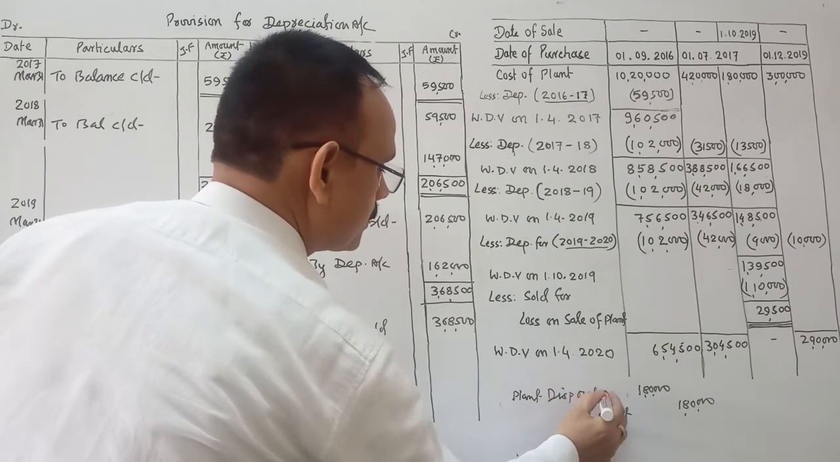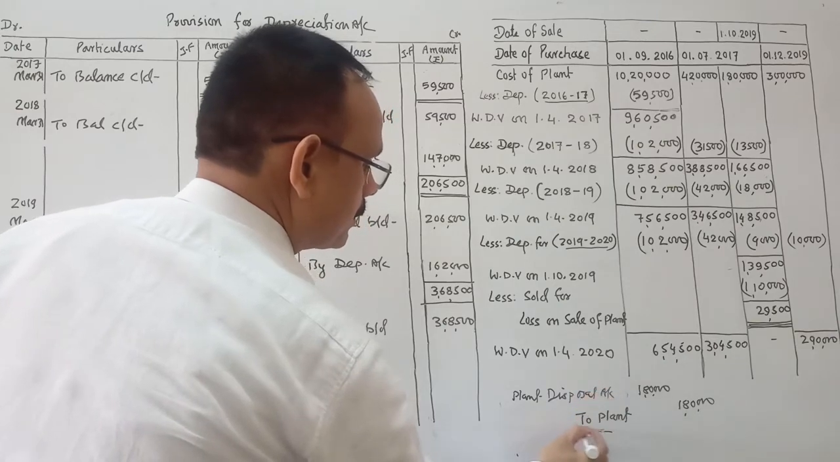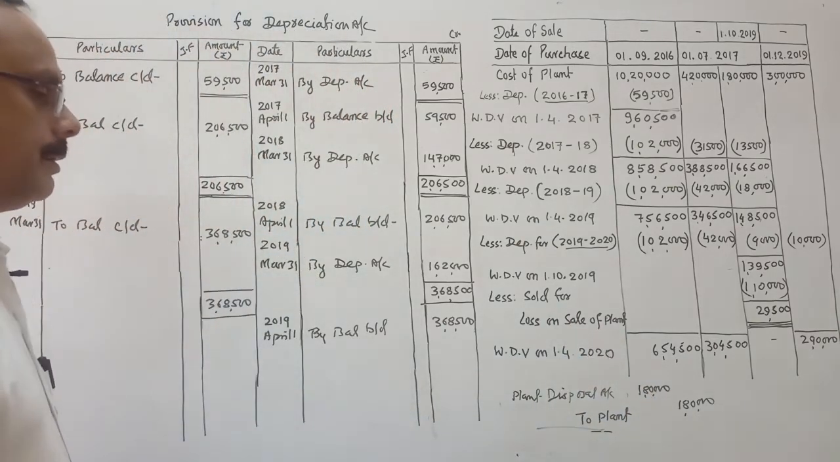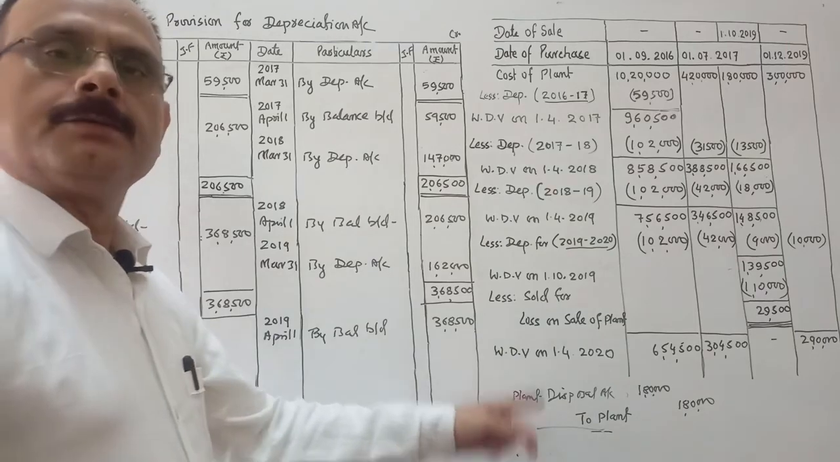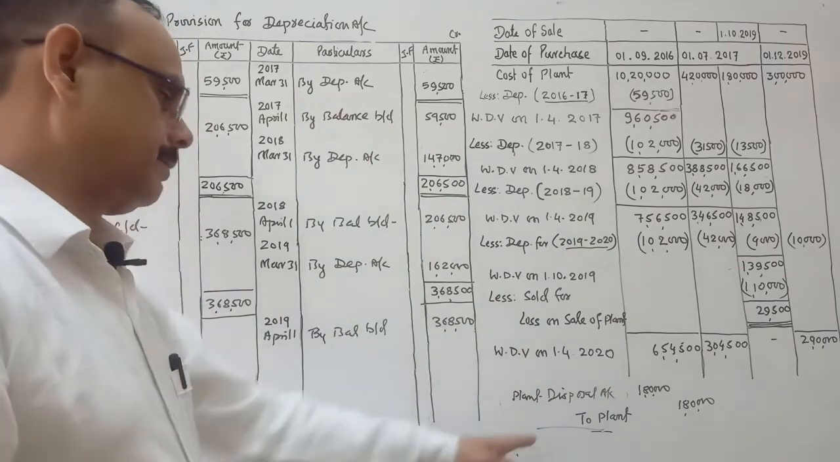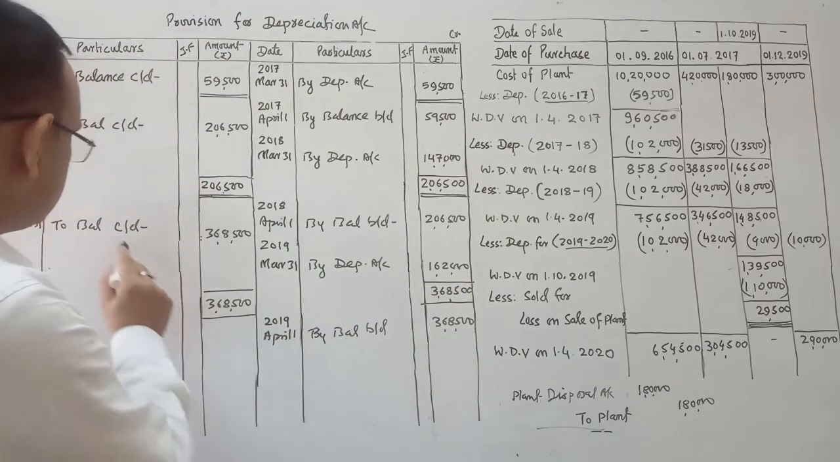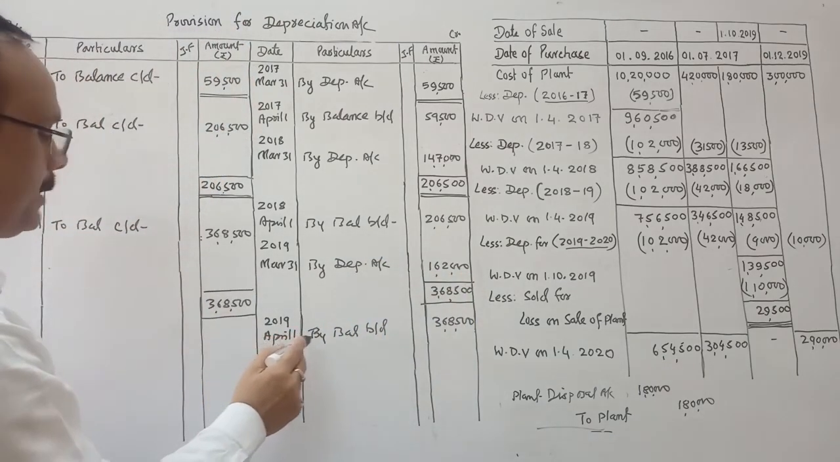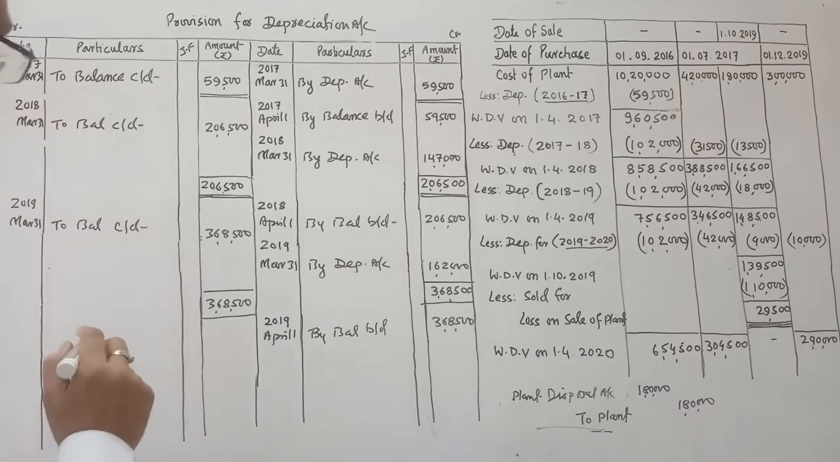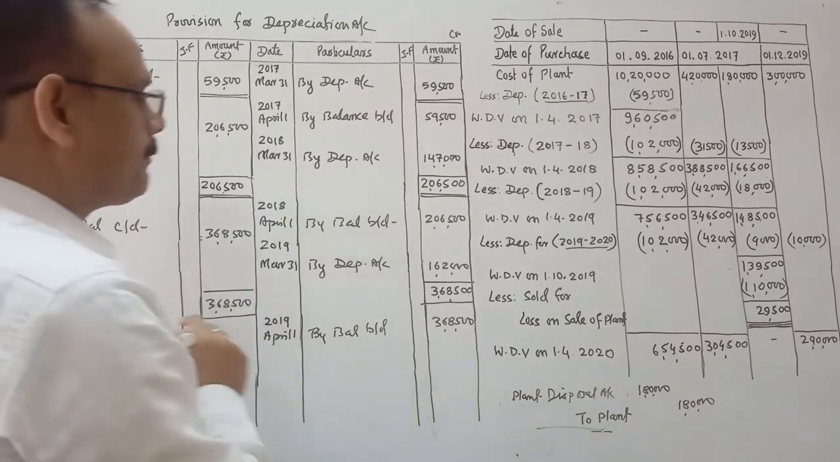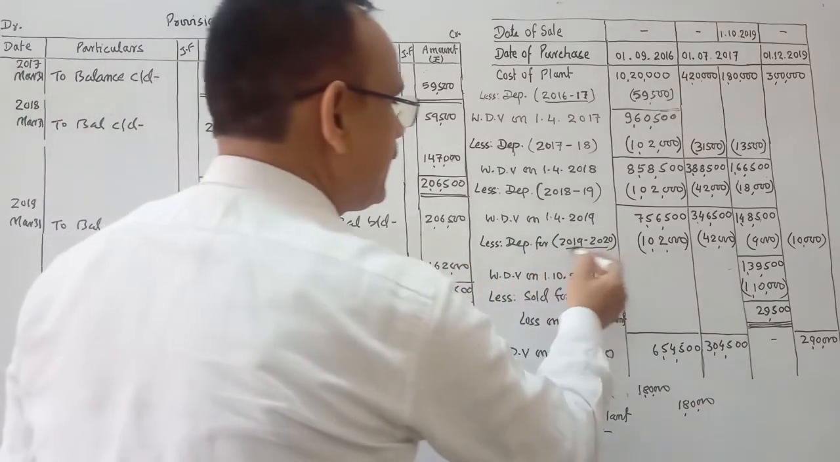Disposal account. Okay, this entry I have taken from the first ledger, the plant account. So this balance is brought down on 1st April 2019. Now come to the financial year 2019-20.